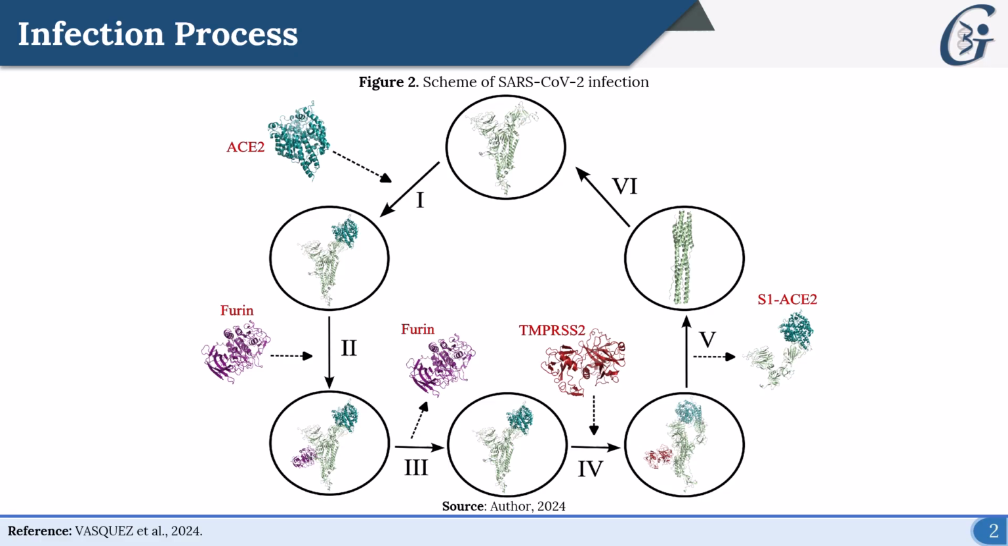This diagram shows how SARS-CoV-2 infects human cells. First, the virus binds to ACE2, then the spike protein is cleaved by two proteases, first furin and then TMPRSS2. TMPRSS2 is specifically important because its action helps the virus enter the human cell. That's why it's a key target for studying infection and possible treatments.